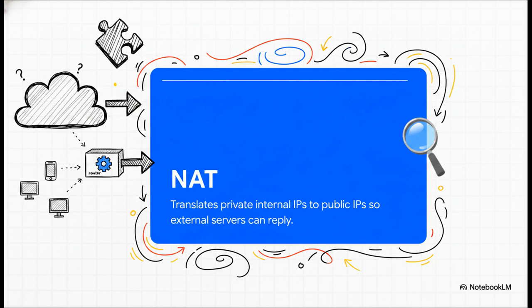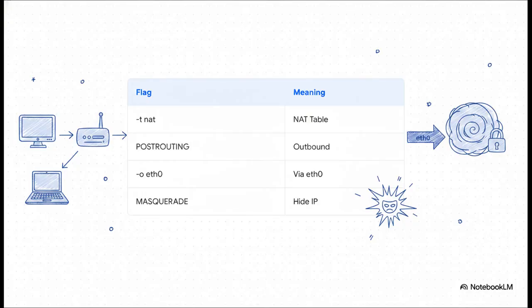See, your internal network devices use private IP addresses. The global internet has no idea what those are. It cannot route traffic back to them. So NAT solves this huge problem by converting your private internal IP into the Linux router's public-facing IP, right before the packet leaves for the internet. We can see exactly how this is built in practice using iptables.